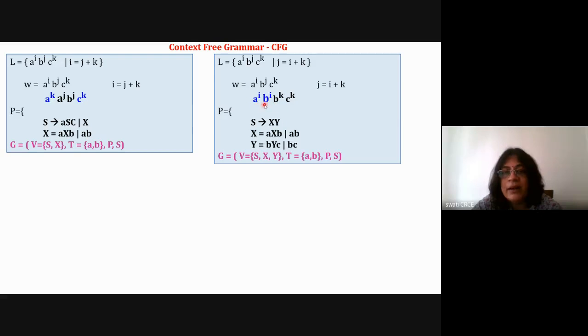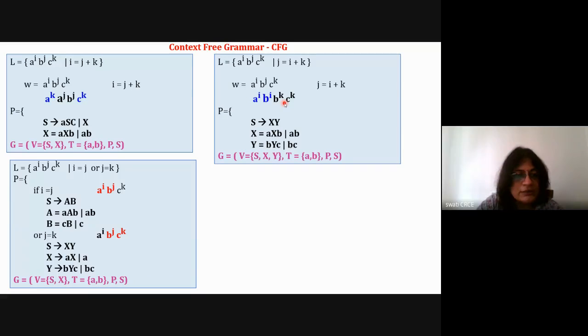So we are now getting this particular string. We can divide it into two parts. This AB as an X variable and BC as a Y variable. So S will be equal to XY. And then I'll write down the rule for X, AXB or AB, or BYC or BC. Okay, so again you have divided this. This B is divided into two parts, and then you are getting X for this part AB and Y for BC.